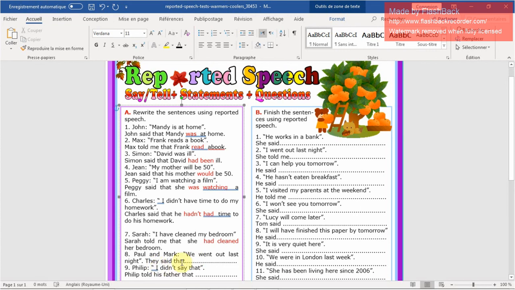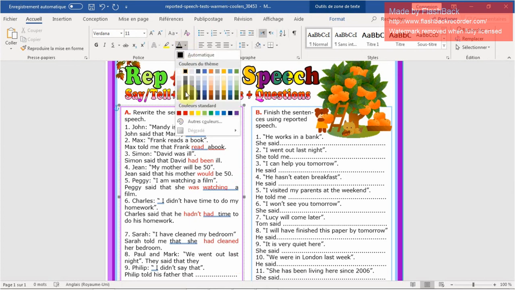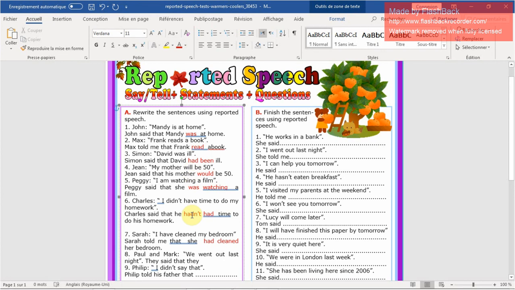Now Paul and Mark are speaking. Paul and Mark, they. So we went out last night. They said that they, and you have when. This is the verb to go in simple past. Simple past turns into past perfect. So they had gone. They had gone out last night, the night before.